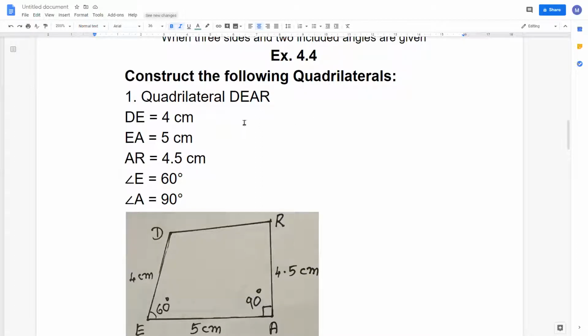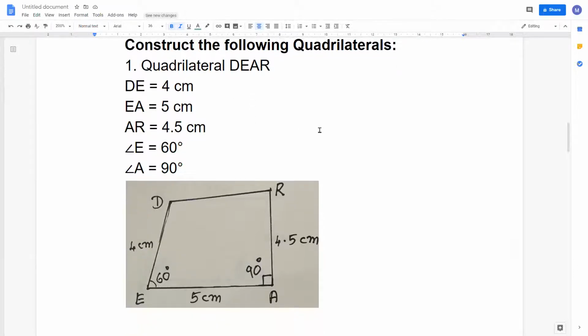Construct the following quadrilateral. Quadrilateral DEAR. And what are the measurements given? See, DE equal to 4 cm, EA equal to 5 cm, AR equal to 4.5 cm, angle E equal to 60 degree, angle A equal to 90 degree.